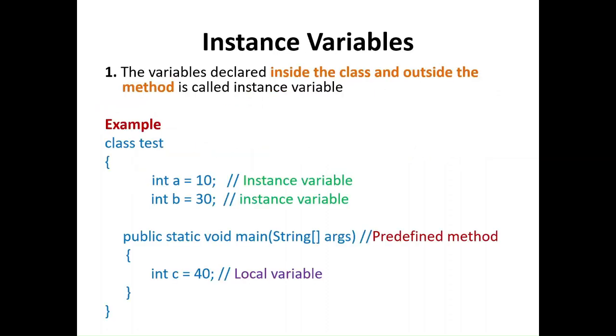So now I go to the instance variable. The variable declared inside the class and outside the method is called an instance variable. Got it? Inside the class, I declare a variable; that is called an instance variable. Suppose a variable is declared inside the method, that is a local variable. A variable declared inside the class but outside the method is called an instance variable. Understand the difference?